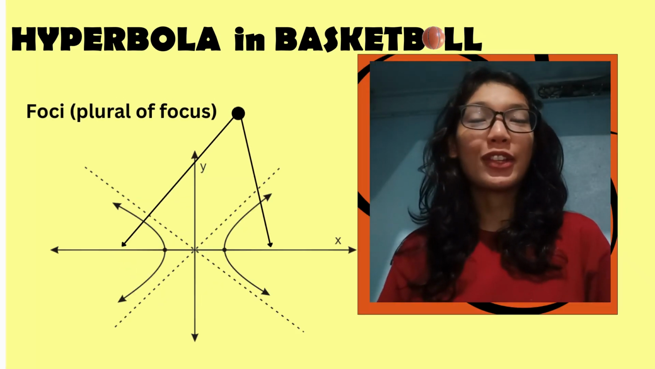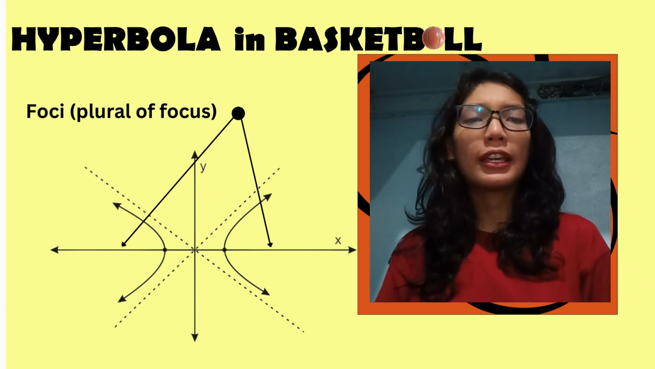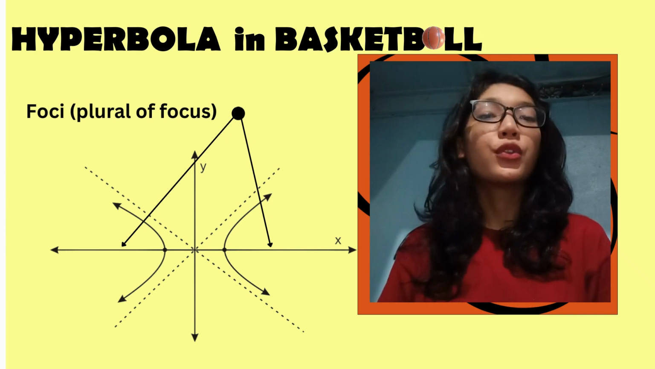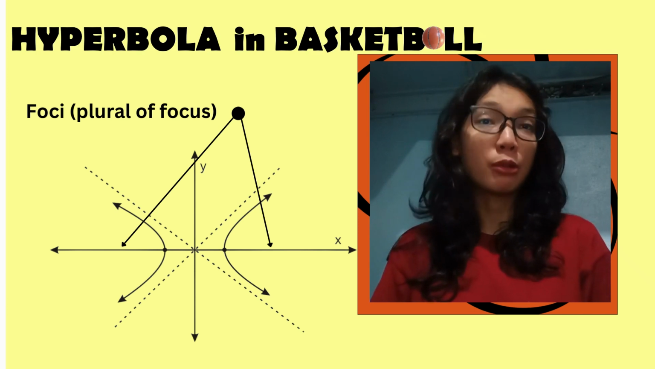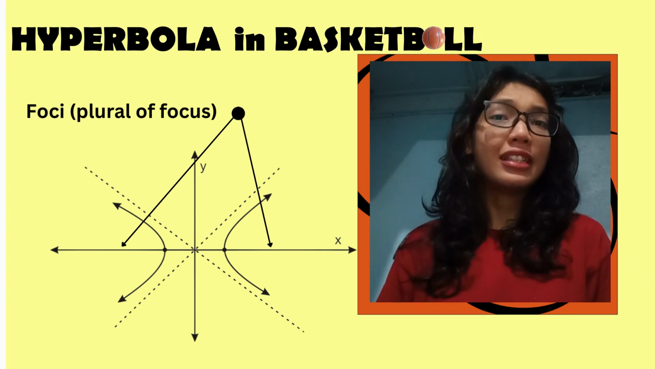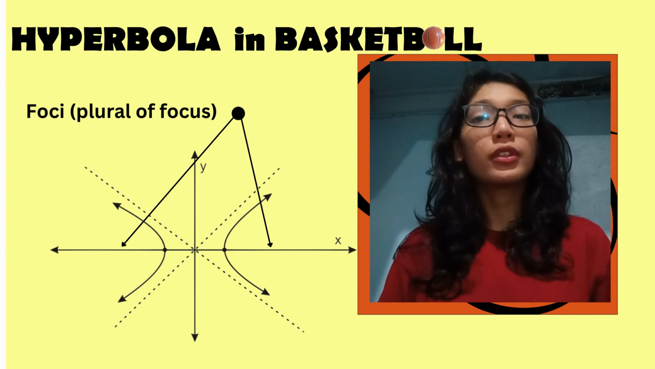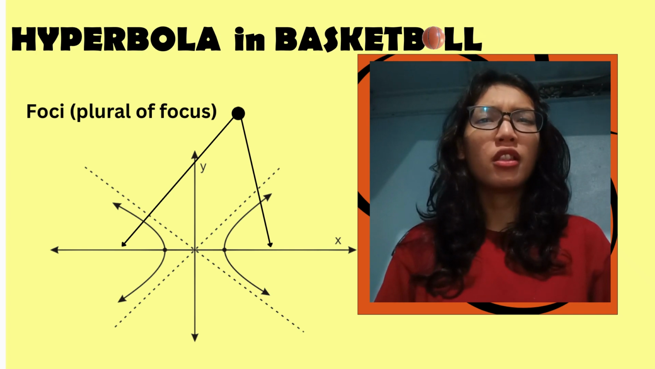Another crucial element of the hyperbola is its foci. Basically, foci is the plural form of the word focus. Foci are two fixed points located inside the hyperbola. The distance between the center and each focus is denoted by c, and it plays a crucial role in the properties of the hyperbola.